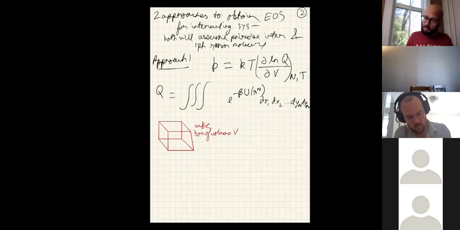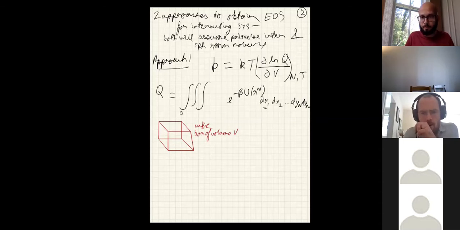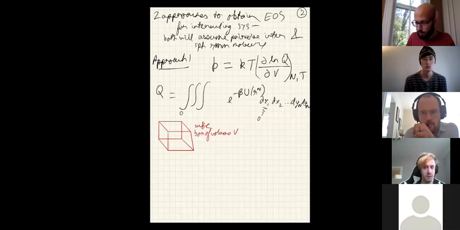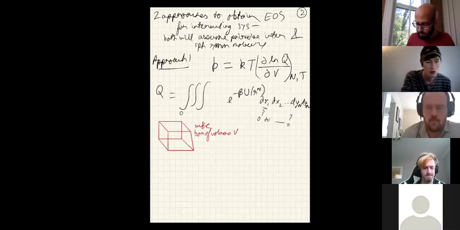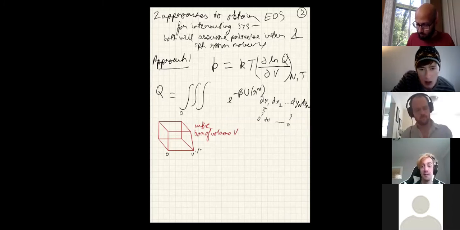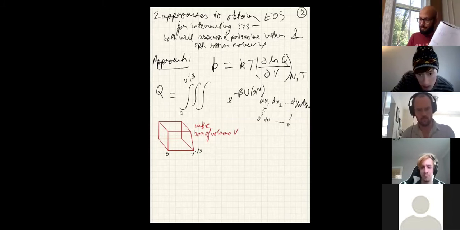So if the box is cubic and has a volume V, then any x1 should go from zero to what value? Where should we stop this integral? Any guesses? X1, I'm saying, what's the value of x1? Zero to what? If the box is a volume V, that means that every x goes from zero to V to the one third, right? So that's our integral.